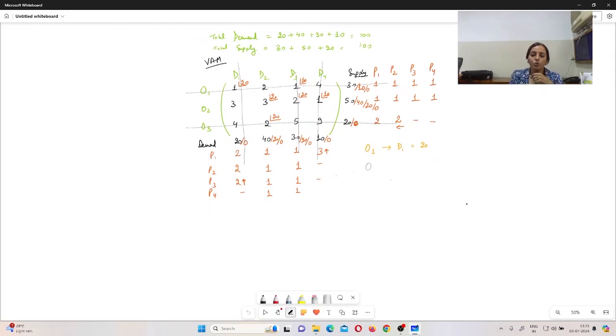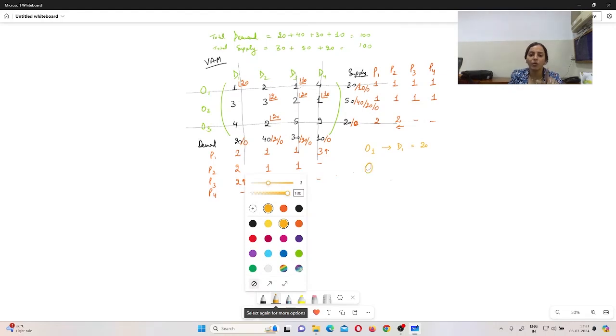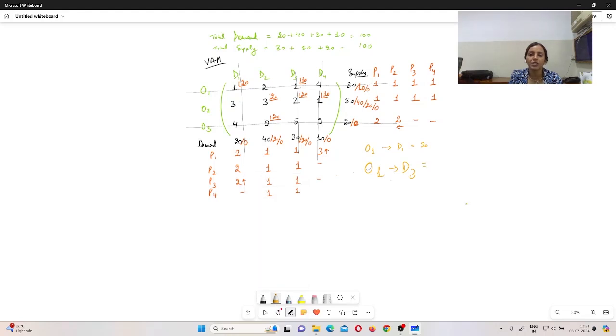Now O2, as we first have to complete with the O1 only. So for O1, we have given the supply to D3 also. And how many units have we given to D3? 1 into 10, that will be 10, right? Over here, we have given 20 units at a rate of rupees 1. So the total is 20, right? Now if I'm talking about O2, how many units are transferred to D2? 20 units at a rate of rupees 3. So 20 multiplied by 3, that will be 60, right?